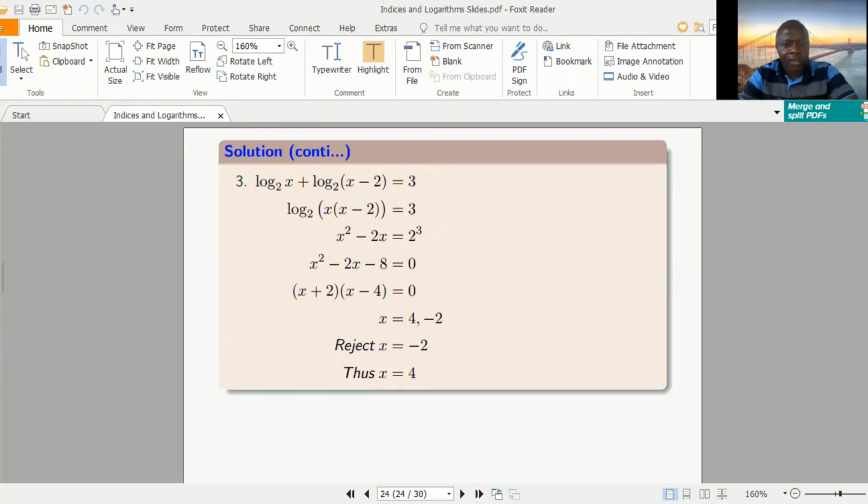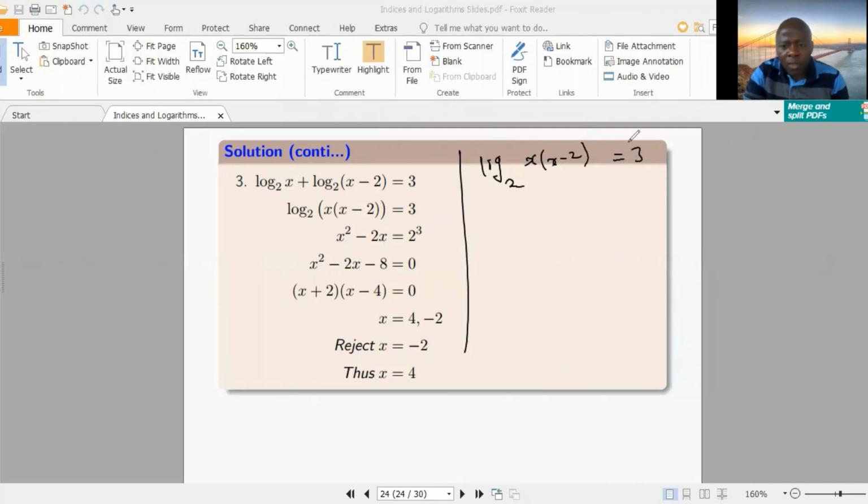Now look at this other question. Very interesting, let's do it. It's interesting because I can see x here, and the 2 is in the base, and x is also here. The bases are 2, and since we are adding, it can multiply. So what I have is log of x times x minus 2 to base 2 is 3.